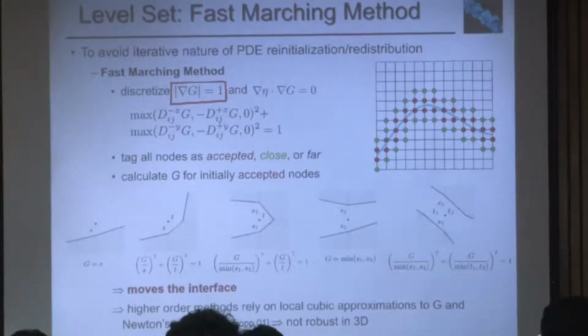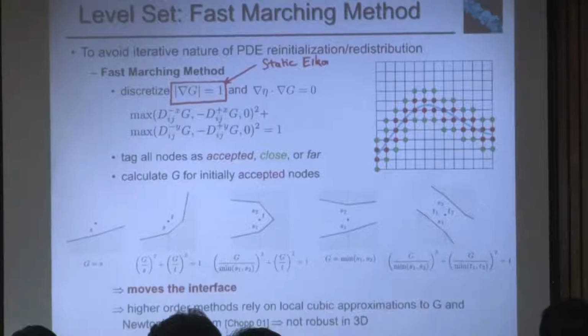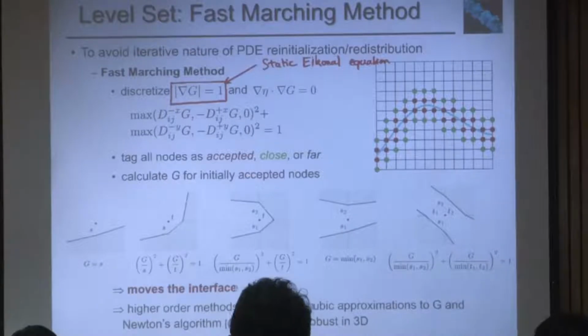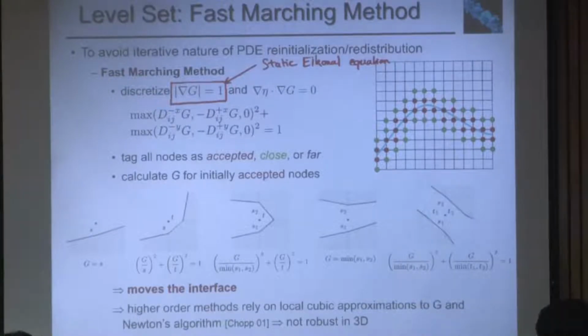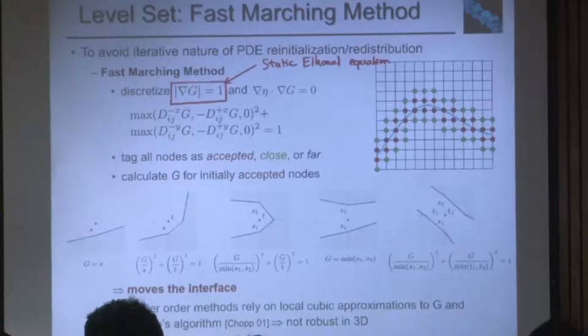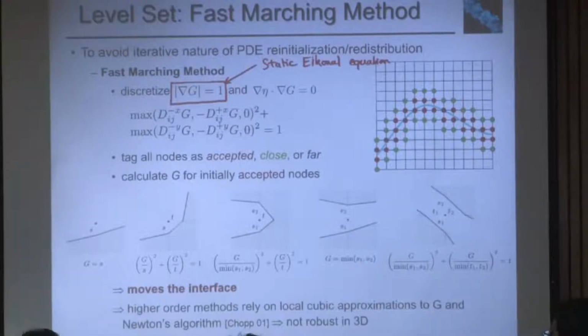So how do we solve this directly? So first of all, this has a nice name if you're interested. This is what's called a static Eikonal equation. So some non-trivial relation between the derivatives of a function without the time derivative, that's a static Eikonal equation. So our general Hamilton-Jacobi equation, well, we don't care about it too much. We care about its steady state. Can we go after the steady state solution directly?